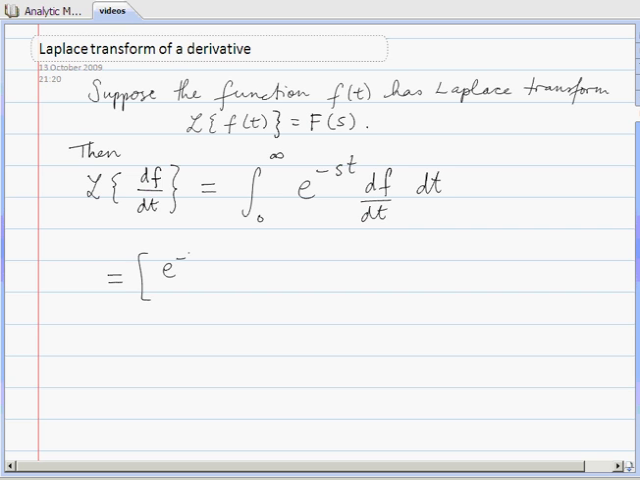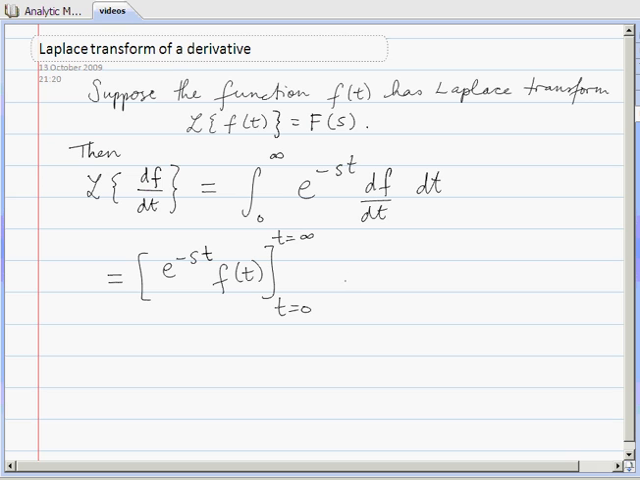So this would be the product e to the minus st times f of t evaluated at t equals 0 and infinity. Then we would subtract the integral from 0 to infinity of the derivative of the exponential term from the original integral, which is minus s e to the minus st, taking its derivative with respect to t, of course, so this would give us e to the minus st multiplied by minus s. And then this is multiplied by the function f of t with respect to t.